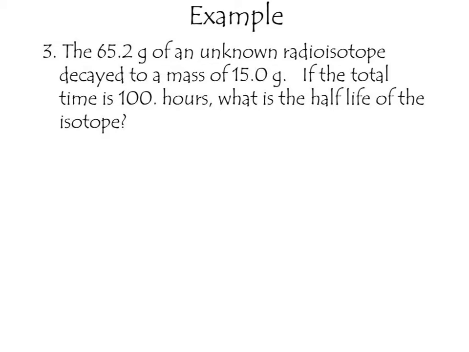So the first step we should really do is write down what's given to us. This problem states that we have 65.2 grams of an unknown radioisotope that decayed to a mass of 15 grams. If the total time is 100 hours, what is the half-life? So what's given to us are the initial and final mass, 65.2 grams and 15.0 grams respectively. And we are also given the total time elapsed, and we are searching for the half-life.